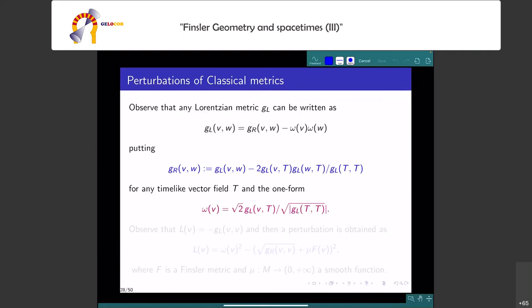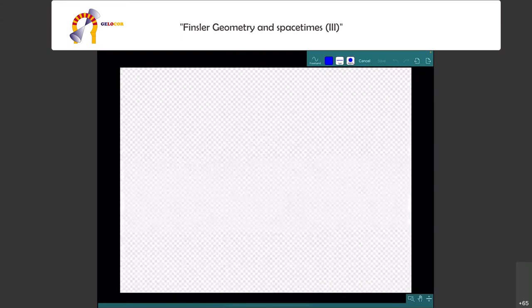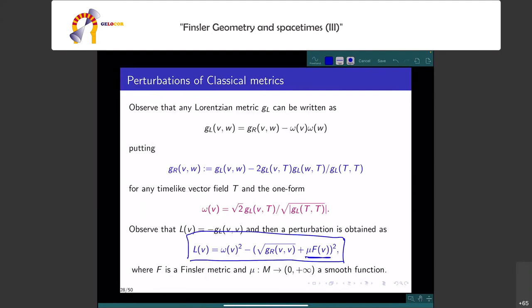You can also do perturbations of classical Finsler spacetimes, because a Lorentz metric can always be expressed in this way. And then you can perturbate this part here with a Finsler metric. So at the end, you get something like this, and this is the perturbation. Imagine that I want to take a classical spacetime, but I want to modify, to perturbate this spacetime to a Finsler spacetime. This is a way to do it, using this family of examples.